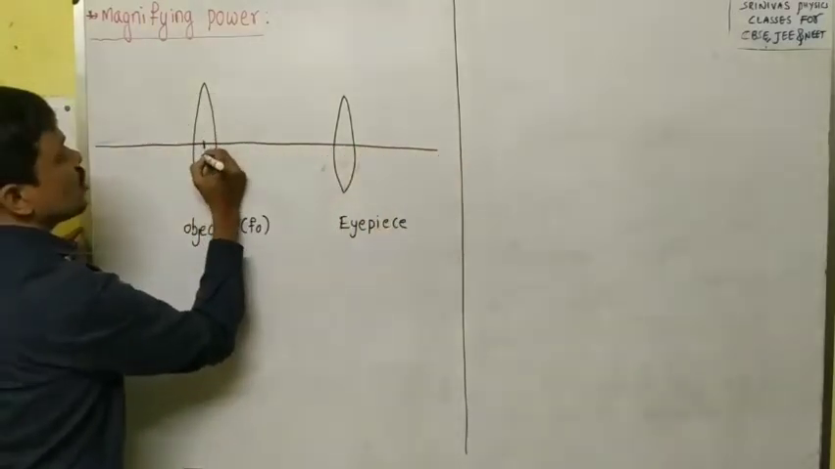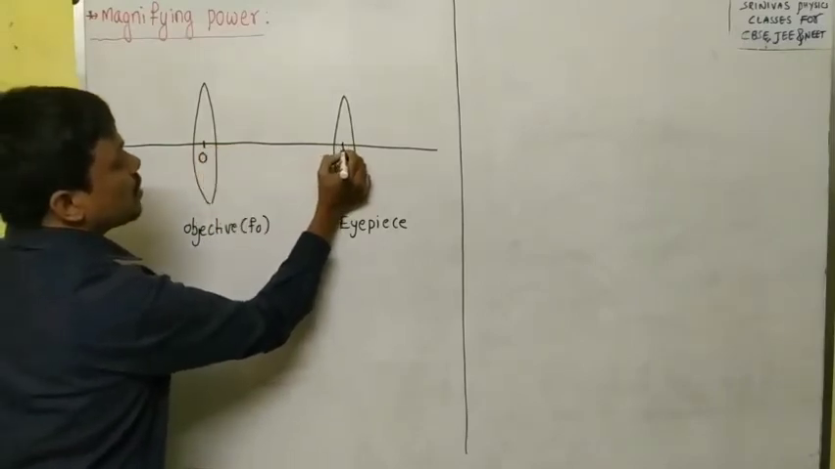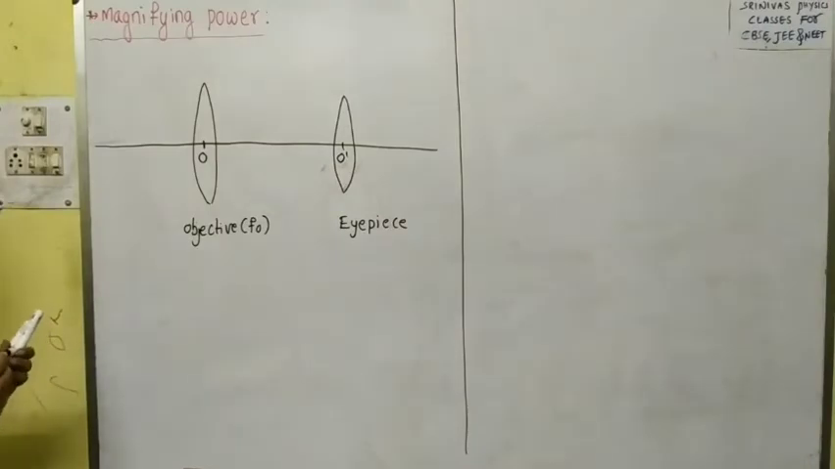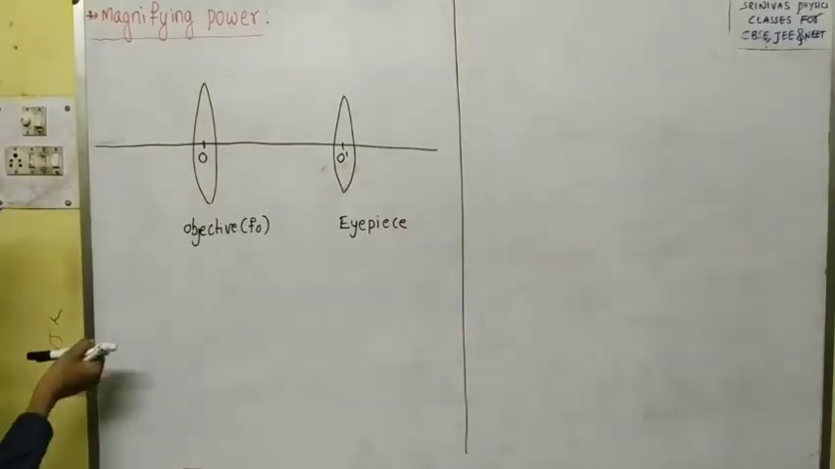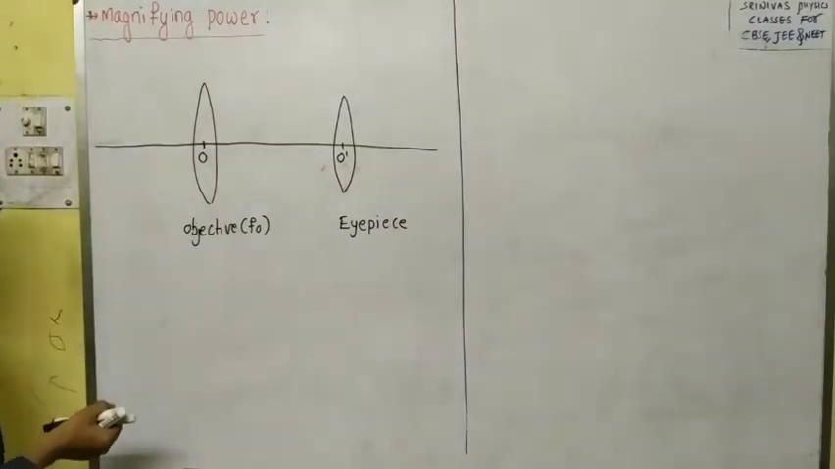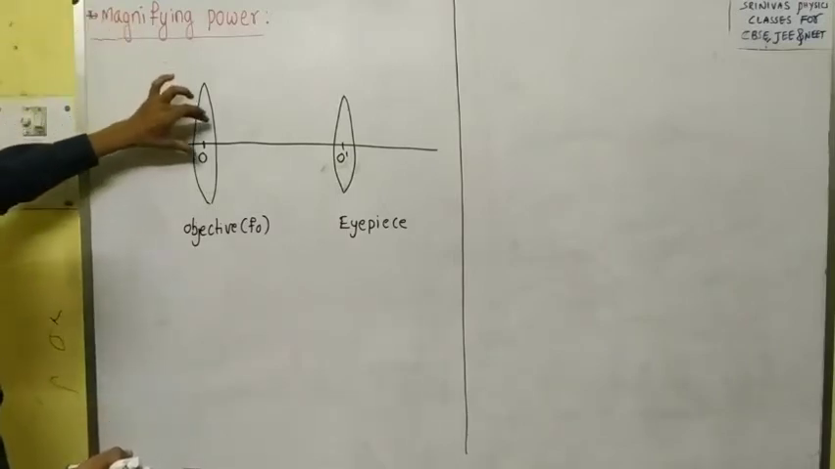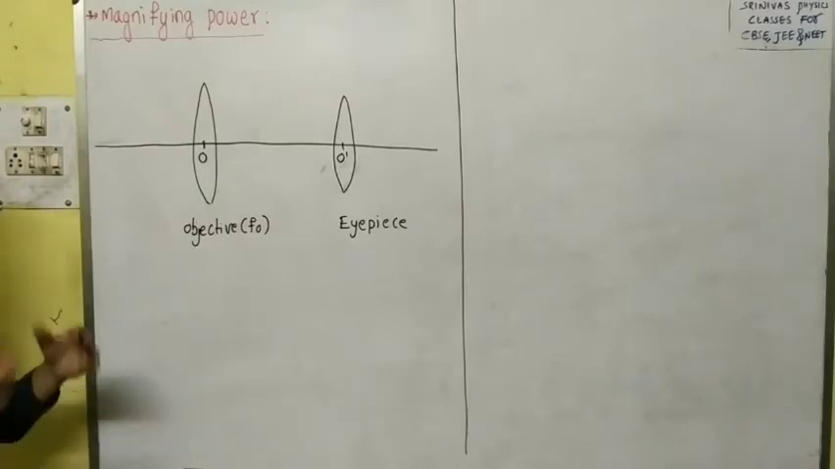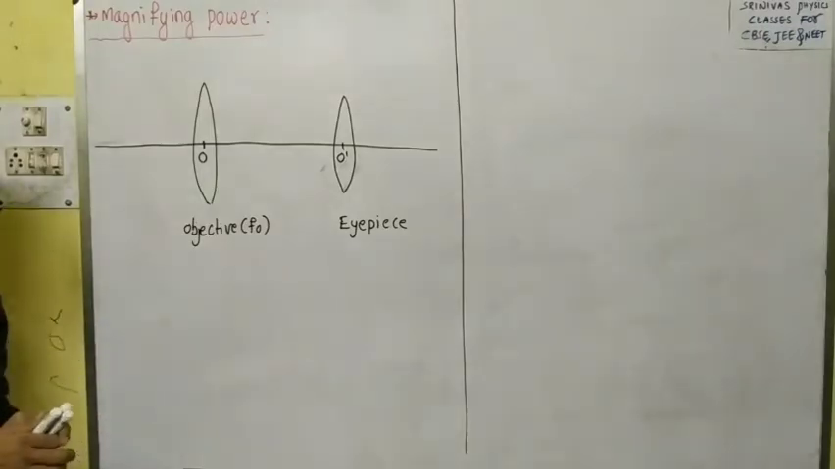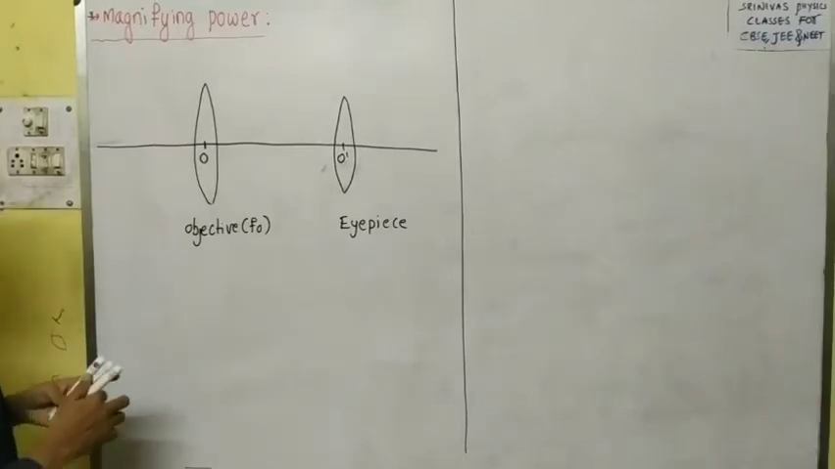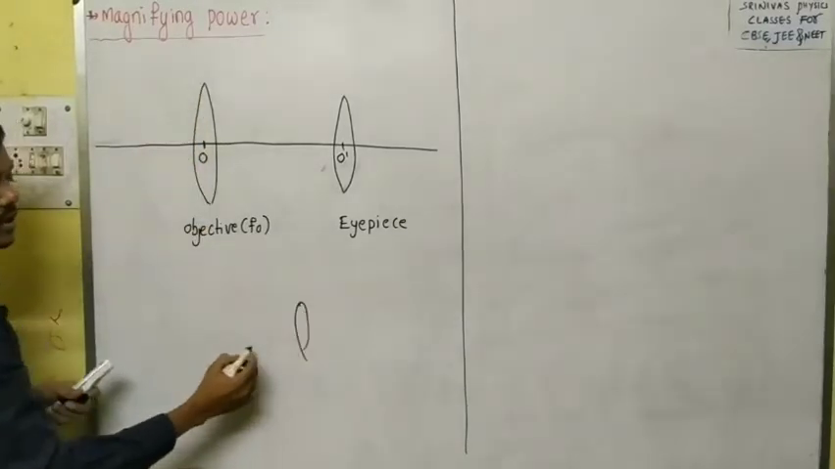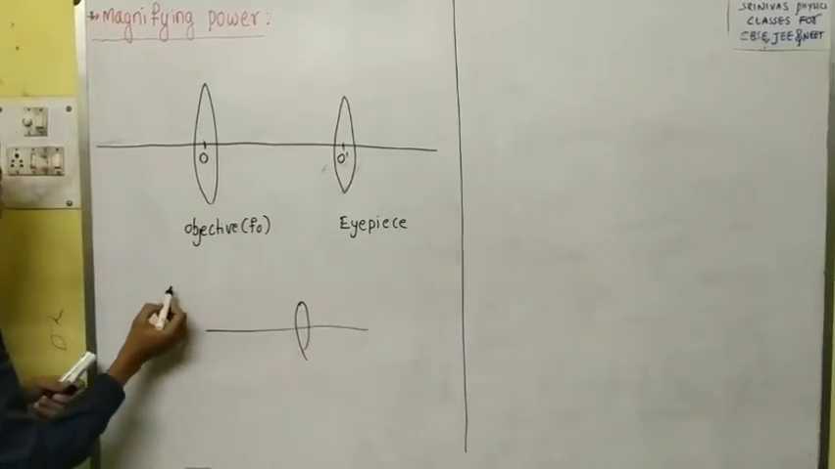The optical center of the objective we can consider as O. The optical center of the eyepiece I will consider as O dash. And now let us take the object is at far distance, at infinity. When the object is at a long distance, then its image forms at the focus. Let us consider there is only one objective lens, and the object is at infinite distance.